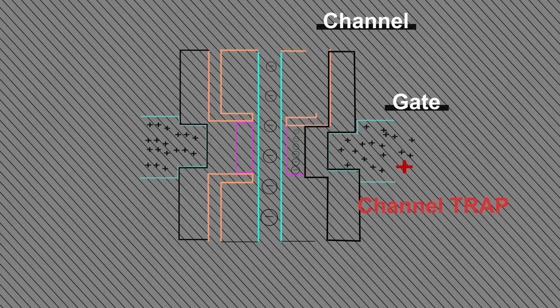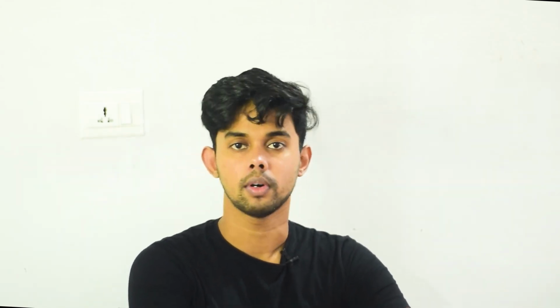SD cards or MicroSD work by trapping electrons. If the cell traps an electron, it stores a 1. If not, it stores a 0. To make all of this simpler and easier to explain, let's take a look at another example.